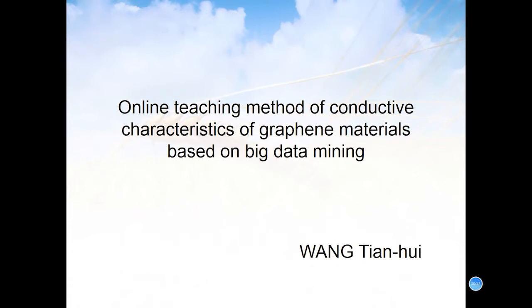Online teaching method of conductive characteristics of graphene materials based on big data mining. WANG Tian-hui.